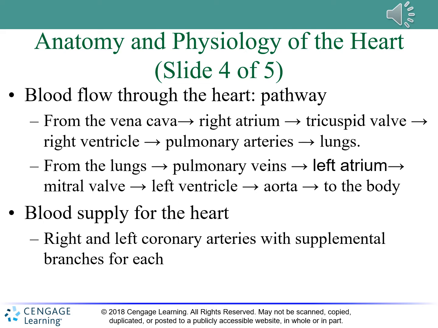Okay, blood supply for the heart. Two coronary arteries originate from the ascending aorta. Under the left coronary artery, it says circumflex artery. That supplies blood to the left ventricle and left atrium. And then the deoxygenated blood is returned to the right atrium through coronary veins into the coronary sinus.